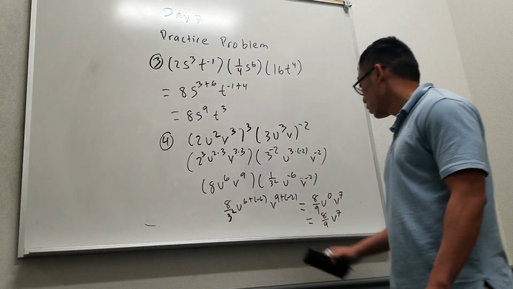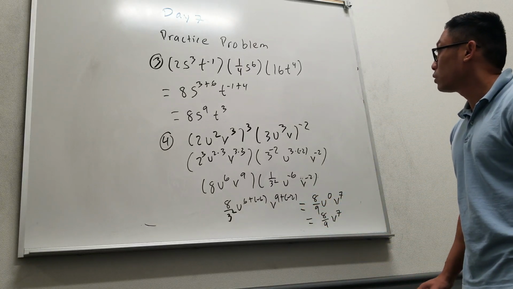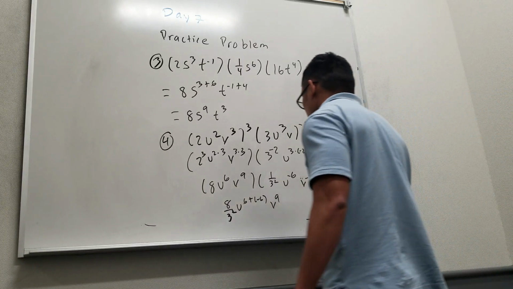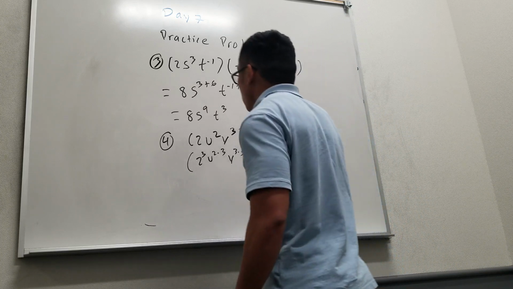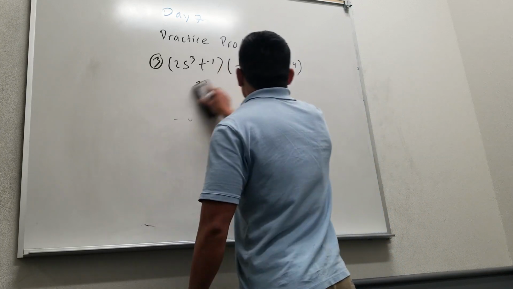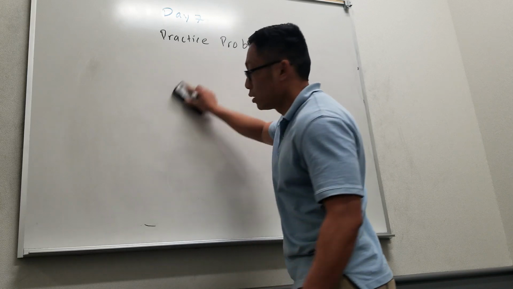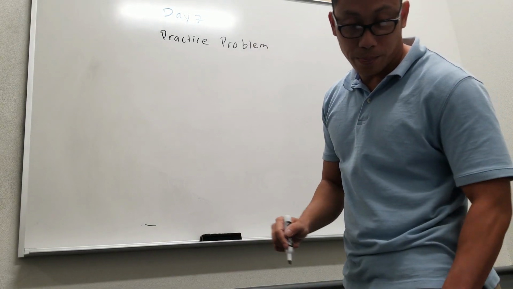Okay. V to the 7, that's good. Alright, let's do the next problem. Number 5.